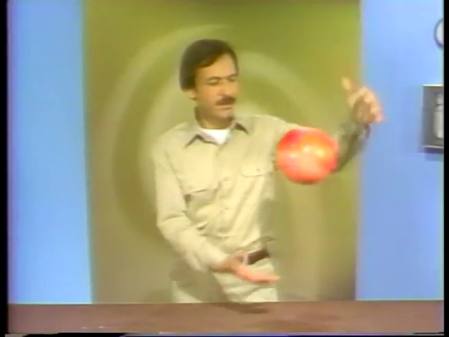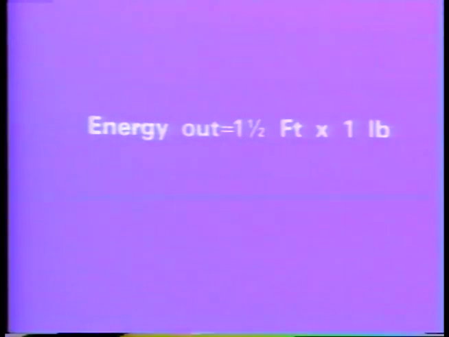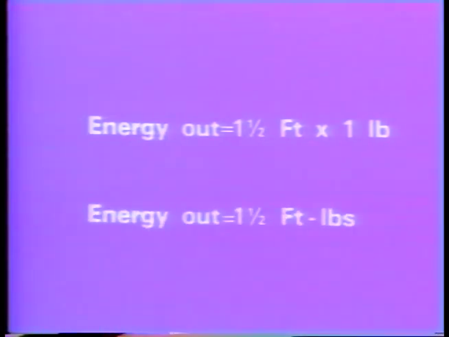Next, we drop the ball and determine how high it bounces. The height of the bounce is directly related to the amount of energy put back into the ball, which is the energy out. It bounces about 1.5 feet. We can now calculate the energy out by multiplying the distance the ball bounces, 1.5 feet, by the weight of the ball, 1 pound. The result is 1.5 foot-pounds of energy out.